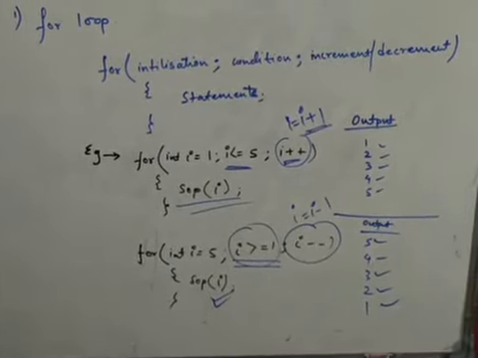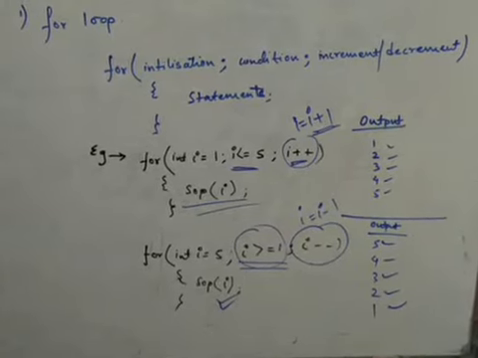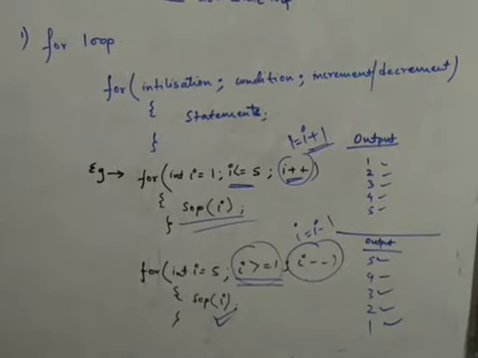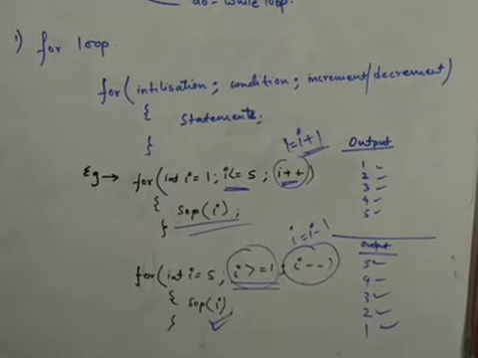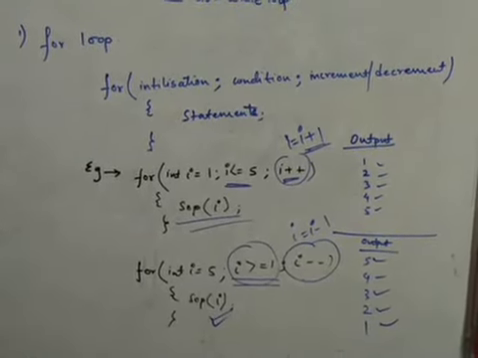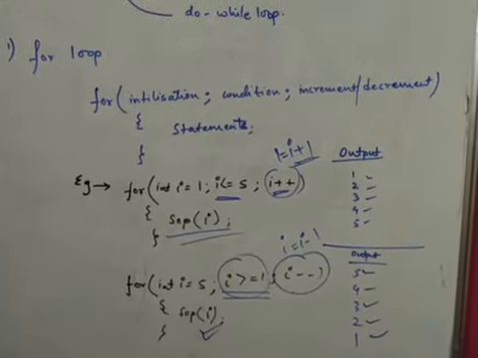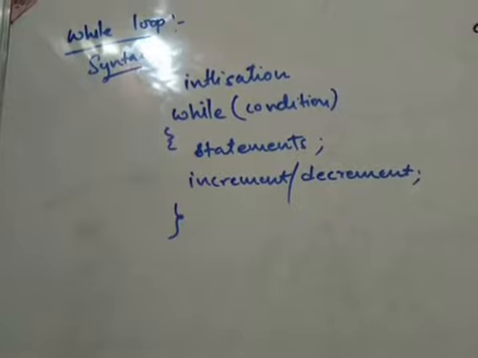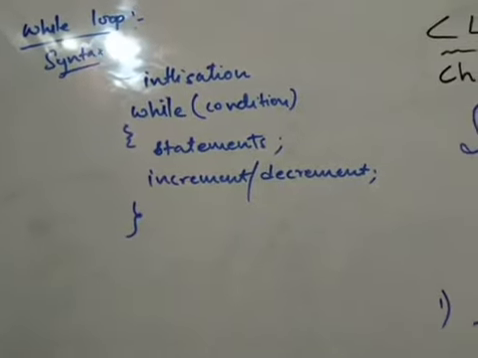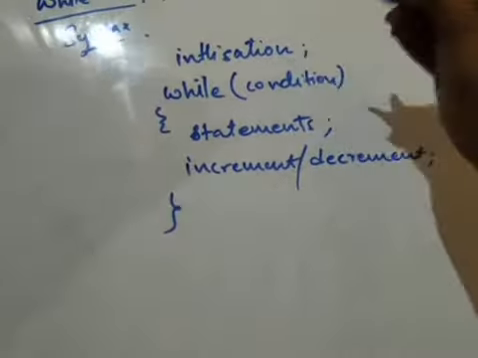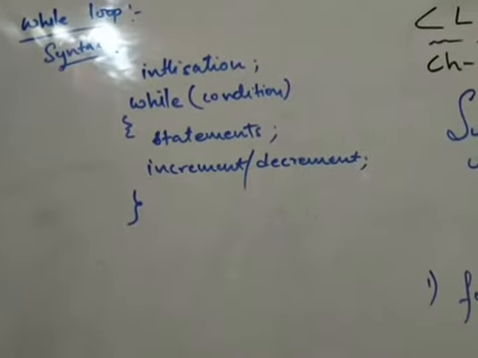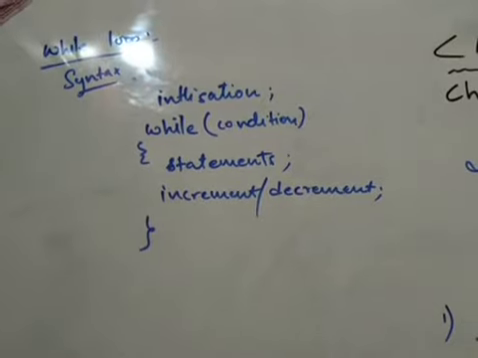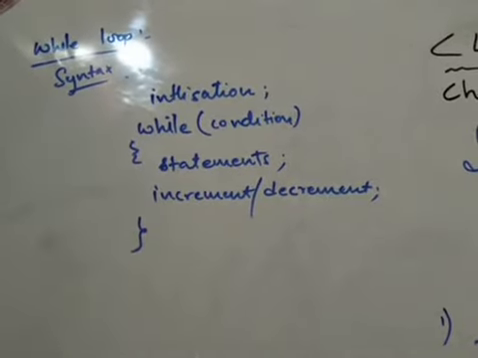Understood clearly, properly? So this is the syntax of for loop. First we have initialization, then condition, then increment or decrement, and then statements. Clear, all of you? Next we'll see the syntax for while loop. First step we have initialization, clear? Then we have condition, then statement, then increment or decrement. This is how a while loop syntax looks.